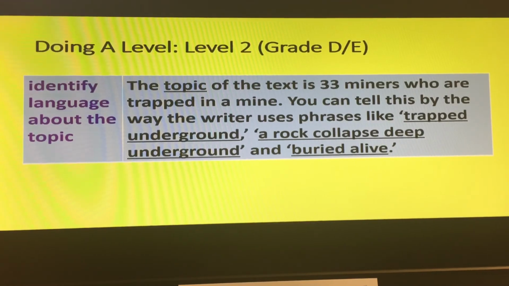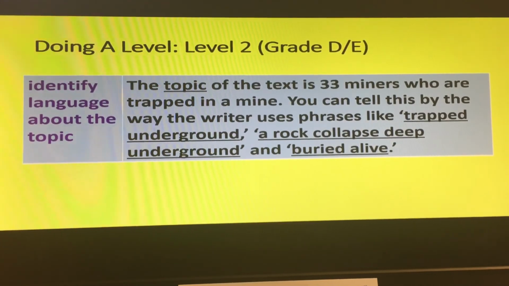So what I've done there is I've had a little look around the text. I've just found 3 examples, 3 quotes that show that this text is about these miners who have been trapped in a mine. Okay? And that is a level 2 answer to a question like this. And that will get you a low grade D or an E on the mark scheme.